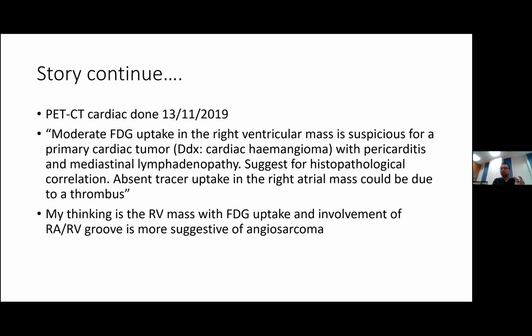So at that time, my thinking is, because I've never seen a mass that involves the RA and RV and is irregular that is something other than angiosarcoma, I think that this is angiosarcoma of the RA and RV.